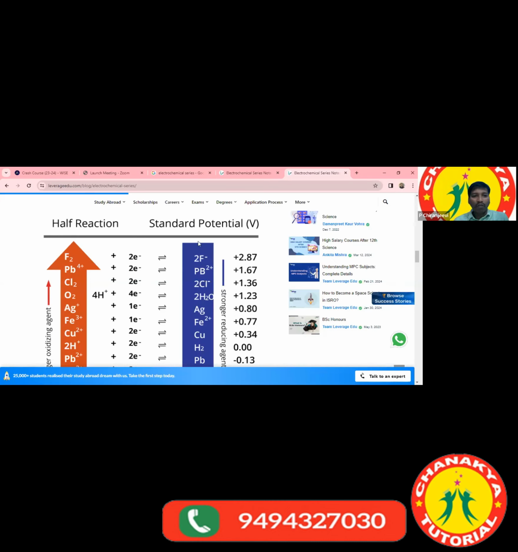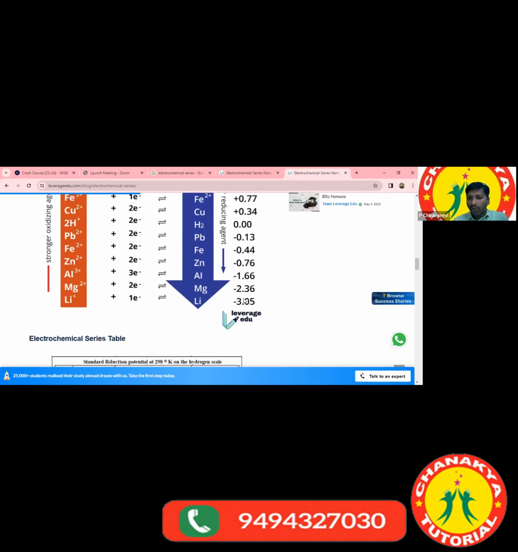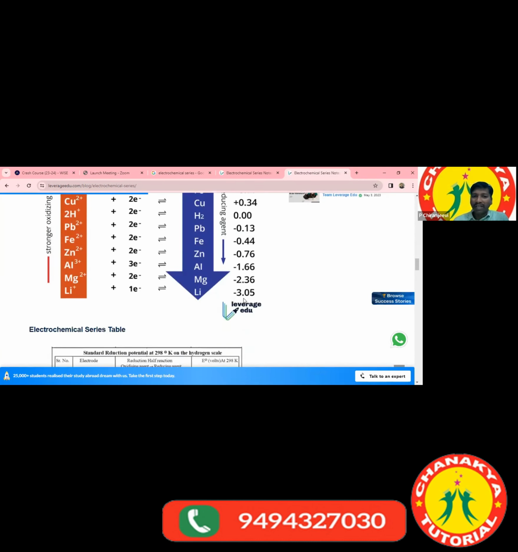Once you check it out, fluorine is there. So what is the fluorine standard potential value here? +2.87. So if you observe, some we are getting as positive values. If you go downside, once you check it out, somewhere we are getting negative values.